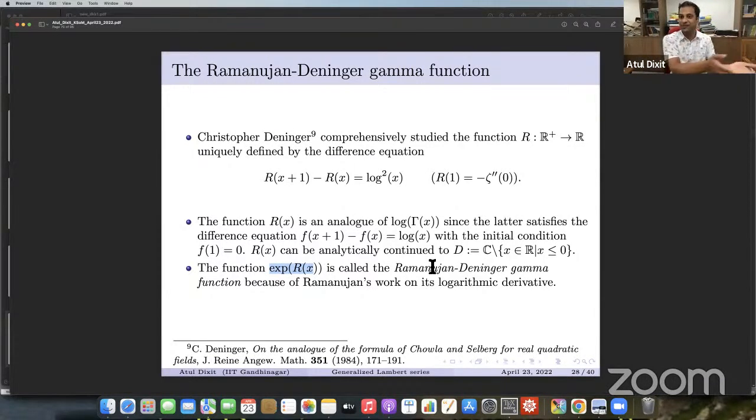Why Ramanujan? Why not just Deninger? It's because in his notebooks, Ramanujan did work with the logarithmic derivative of this function. So now it is known as the Ramanujan-Deninger gamma function.